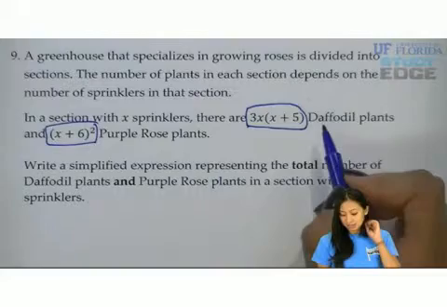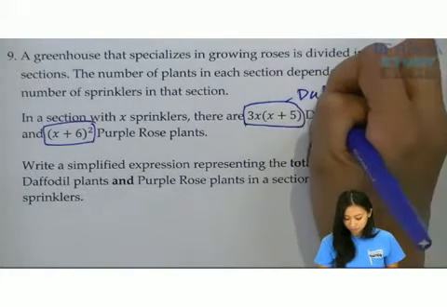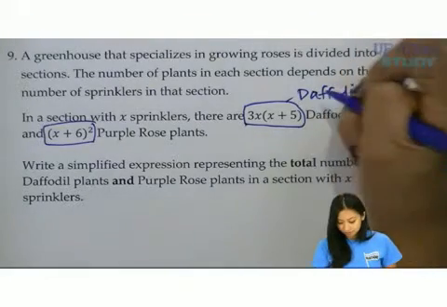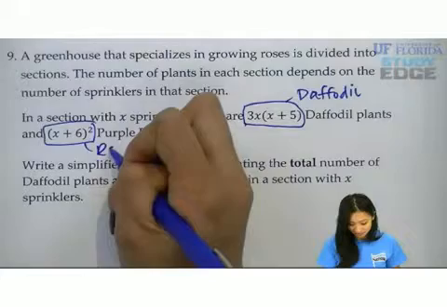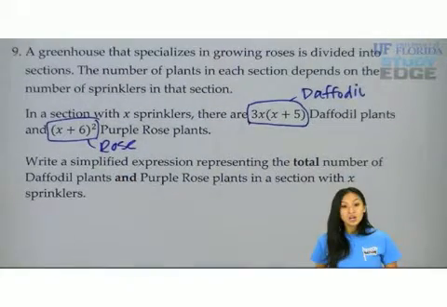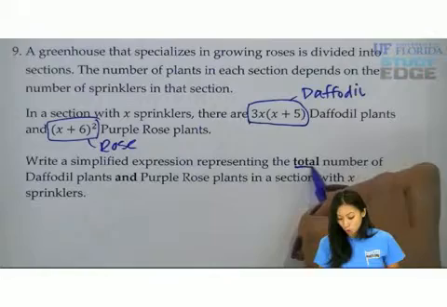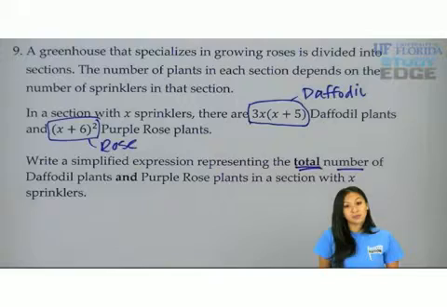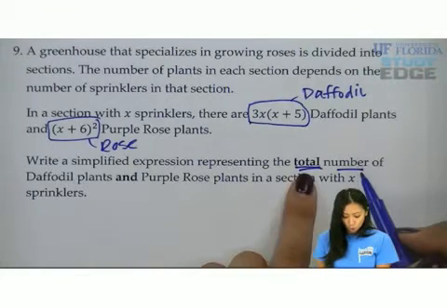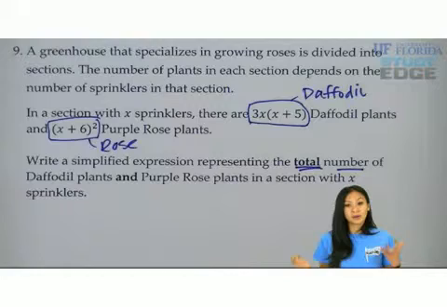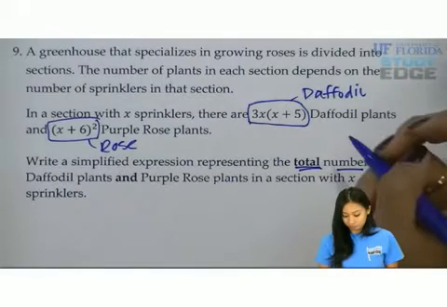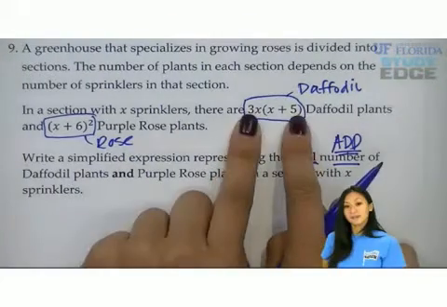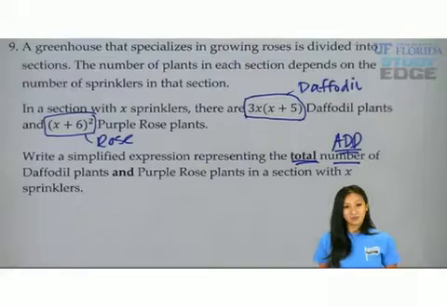So there are two types of plants. This represents the daffodils. Those are pretty yellow flowers, okay? And these are my roses. Write a simplified expression representing the total number of daffodil and rose plants in a section with x sprinklers. So when I see the word total, I know they're asking us to add. So basically, I'm going to have to add this plus this in its simplest form.